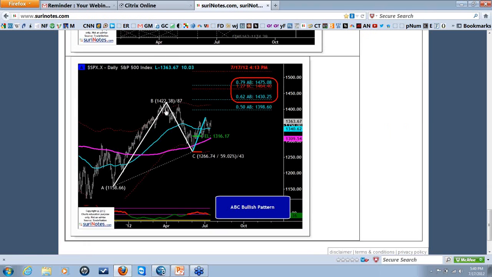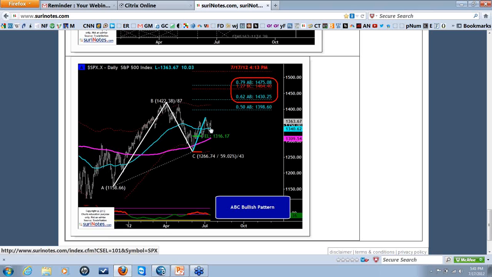This is the current S&P. In fact, I just posted this today before I started presenting at 4:30, and this is the current ABC which is forming in the S&P market. Remember I was telling you about the move from the middle of November, which went all the way to 1422 in the S&P, but 1415 in the ES. That was the first ABC, and this is the current ABC.